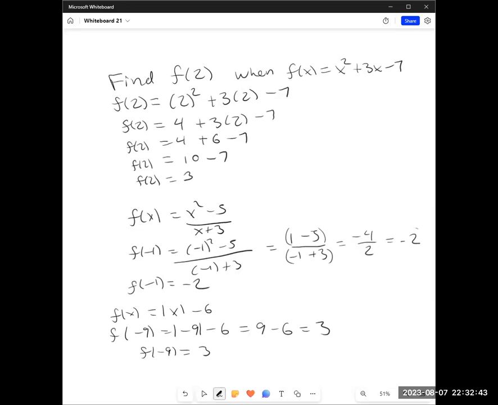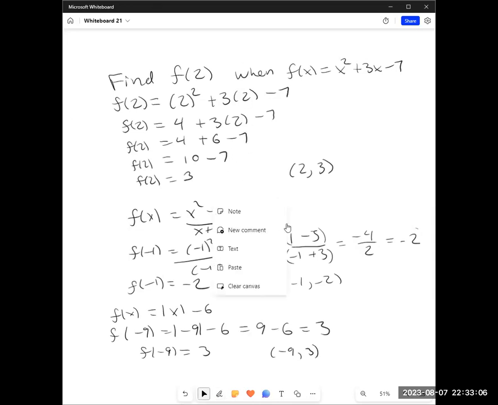When I do this evaluation, I should end up with ordered pairs that would tell me a point that's on the graph. So for instance, (2, 3) is on this graph. (-1, -2) is on this graph. And (-9, 3) is on this graph.